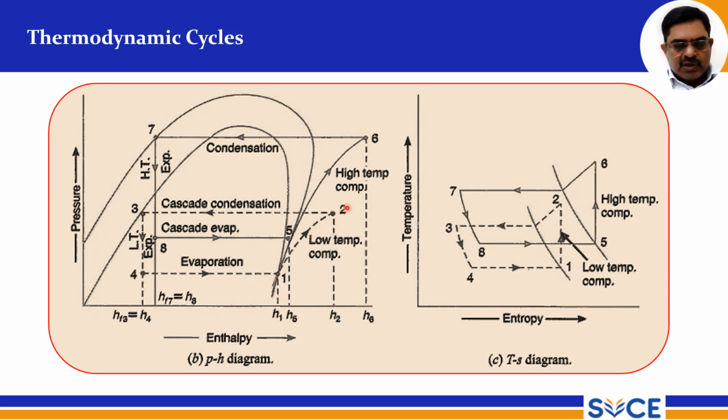From 1 to 2 is low temperature compression. From 1 to 6 it is high temperature compression, and this is the high temperature condensation, and this is high temperature expansion. Whereas 2 to 3 is cascaded condensation, and 5 to 8 is cascaded evaporation. And 3 to 4 is low temperature expansion. This is the two-stage diagram.